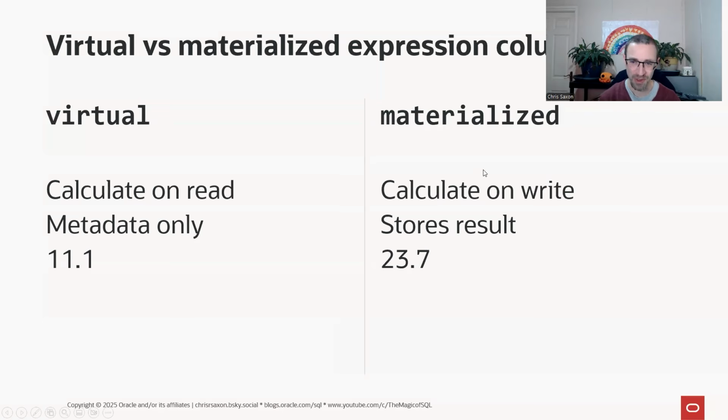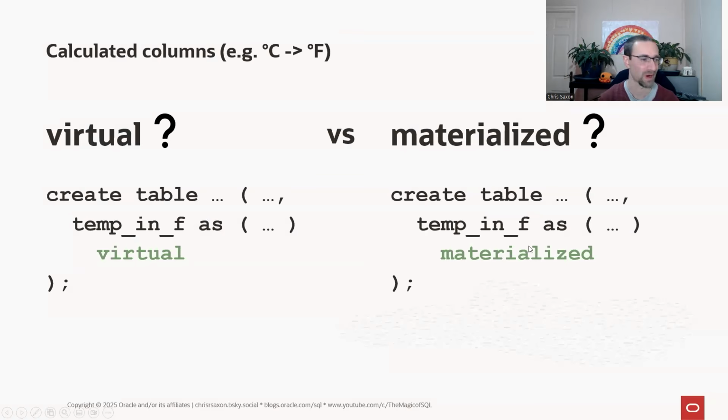Materialized is the new kid on the block, introduced very recently, 23.7, so just a few months ago. This is calculated on write. Whenever we insert or update the associated columns in the table, the database will run that calculation and store the result in the table. Okay. However, what this means is when we query it, the result is already pre-calculated. So are we calculating on read or calculating on write?